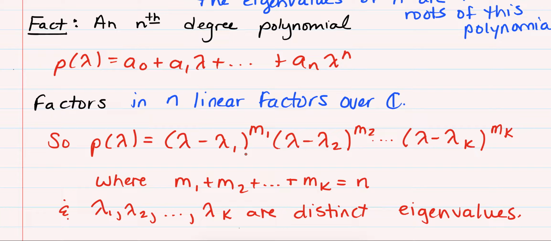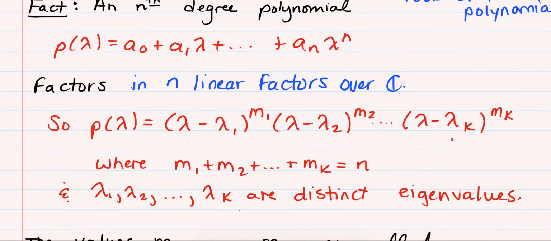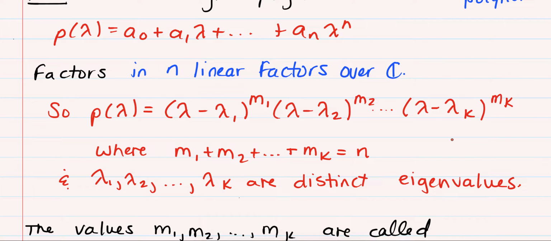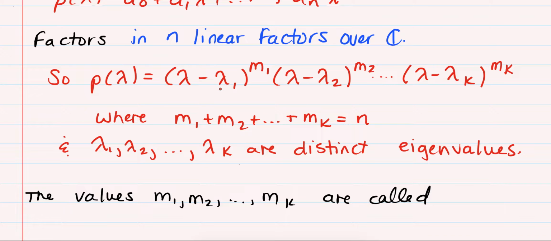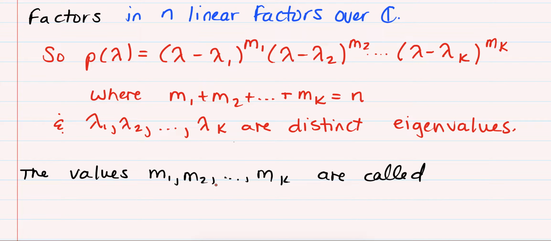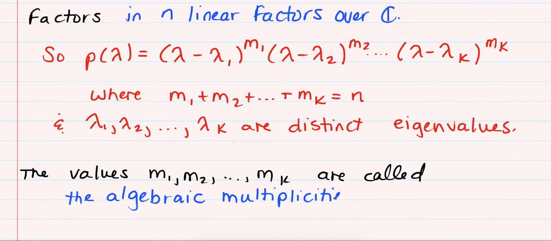Great. Now these numbers, m1, m2 through mk, they're actually called the algebraic multiplicities of the eigenvalues.